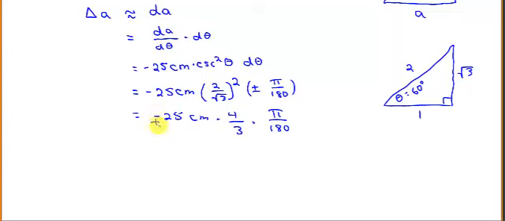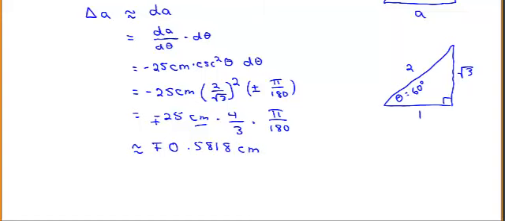So it would be negative or positive 25 centimeters times 4/3 times pi over 180, and I've computed that. That turns out to be approximately minus or plus 0.5818, and that of course would be in centimeters. So the error is about 1/2 of a centimeter, which would be roughly, this would be an estimate.